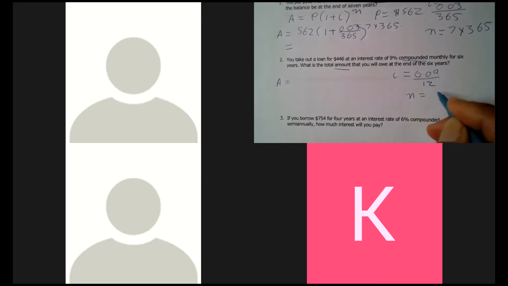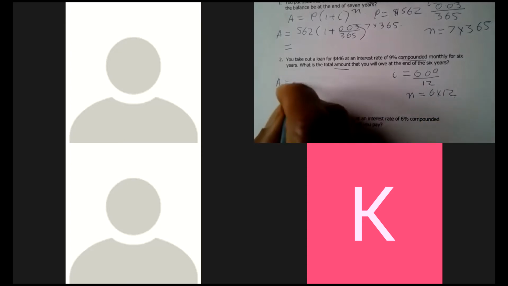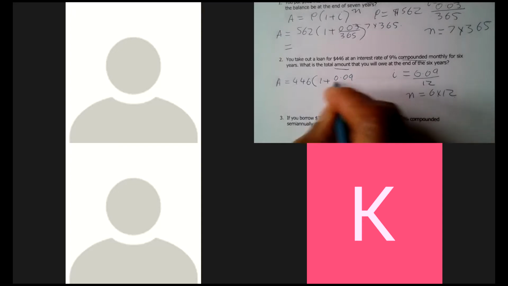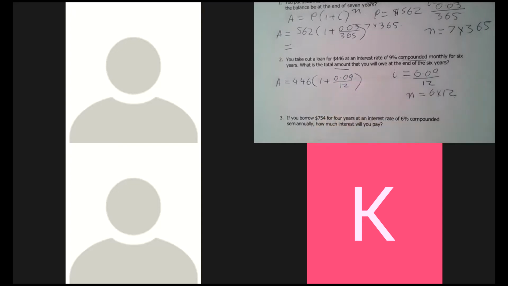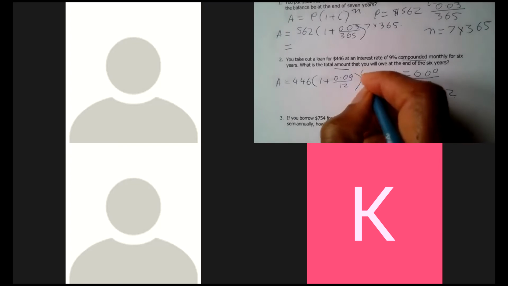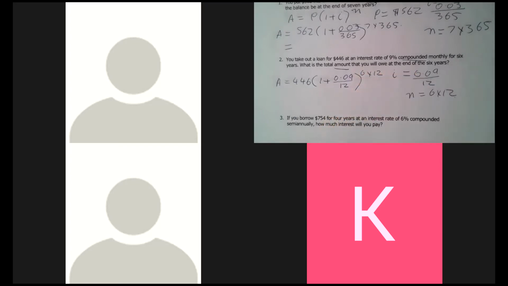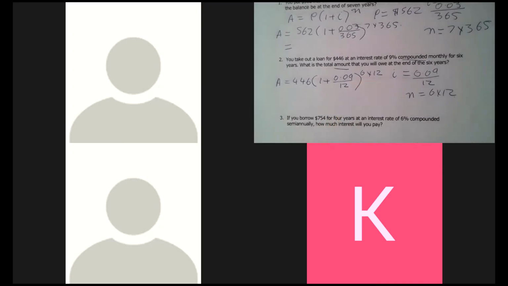The N would be 6 times 12. Perfect. Okay, so let's get going. So we have 446, 1 plus exactly what Kaja just said, 0.09 divided by 12, raised to the power of exactly what Mohammed said, 6 times 12. Now, remember now, you're going to have to put that 6 times 12 in a bracket, Elijah. Don't forget that, okay? All right?